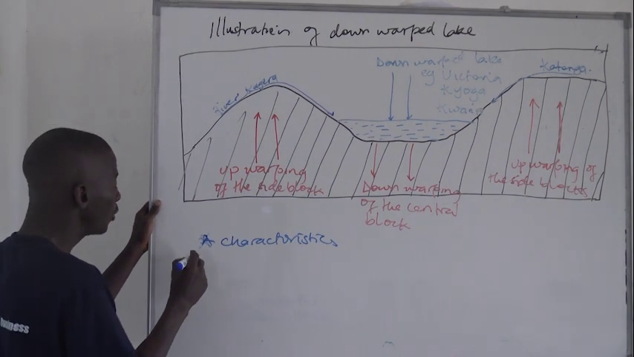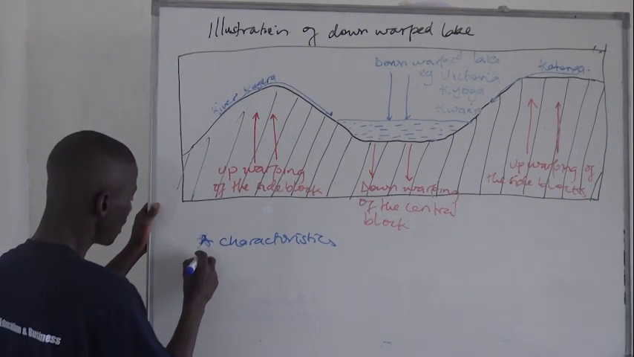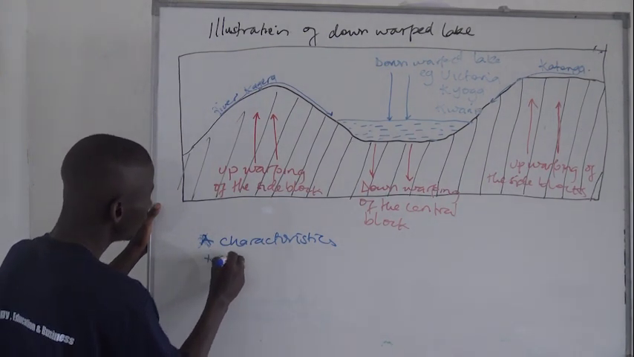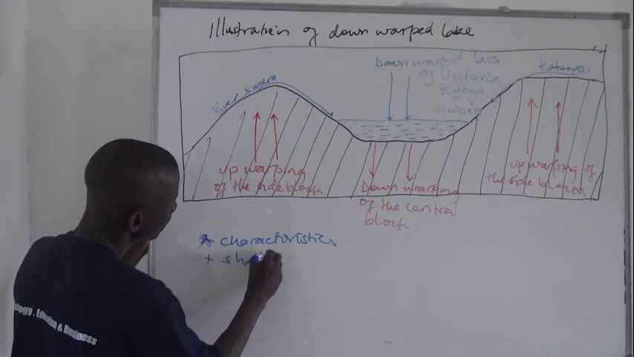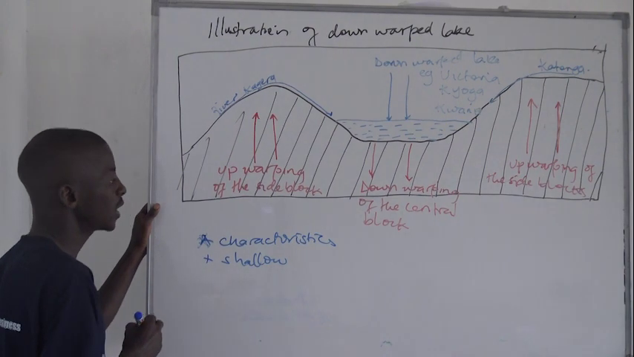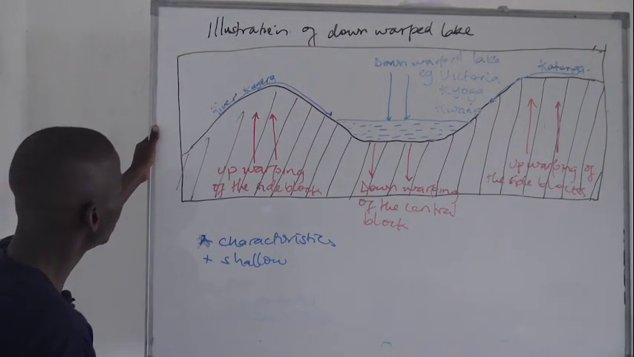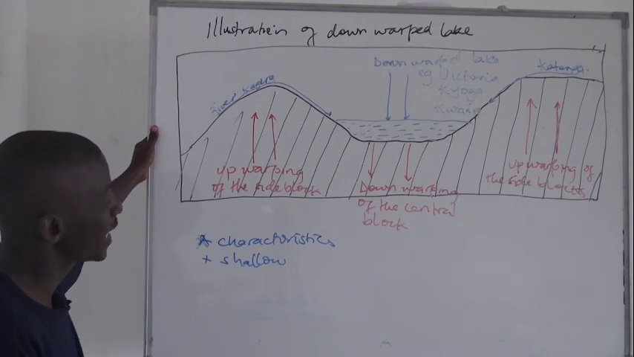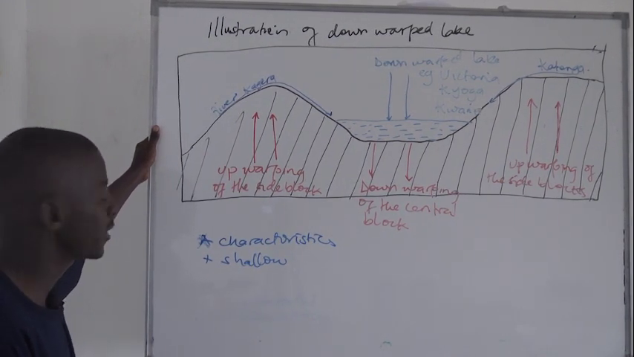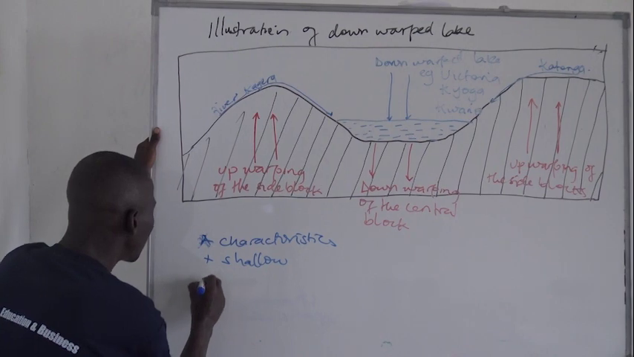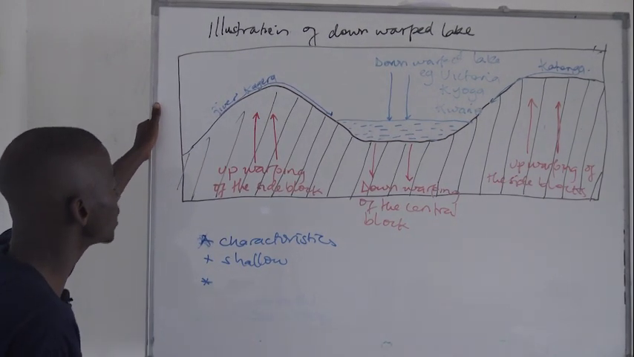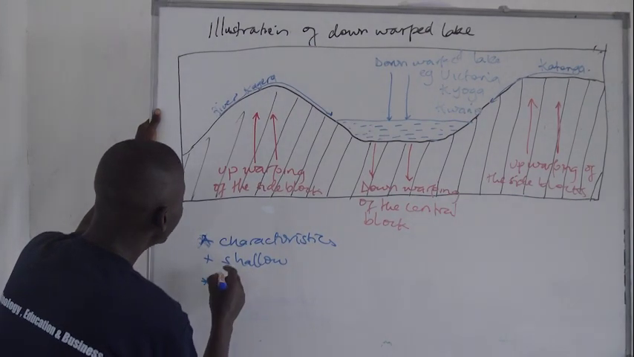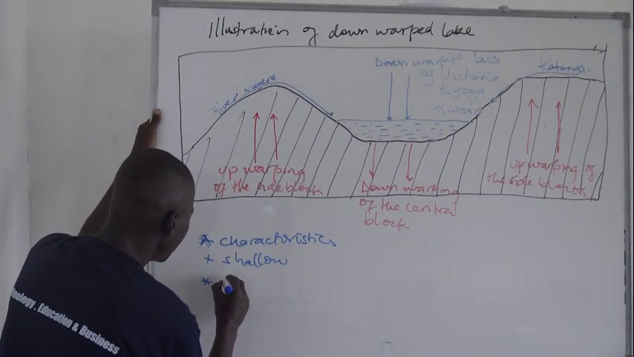These lakes are shallow and very wide. That's one of the characteristics of these downwarped lakes. They are shallow. The water is not so deep as compared to the other Rift Valley lakes. Apart from shallow water, the water body is very wide.